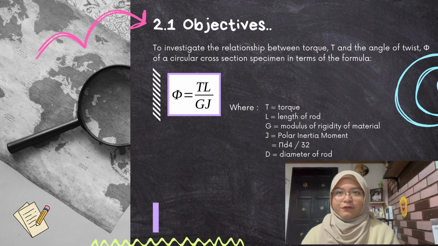Next, the objective of this experiment is to investigate the relationship between torque and the angle of twist of a circular cross-section specimen in terms of the formula: angle of twist equals torque times length of rod, divided by the modulus of rigidity of the material times the polar moment of inertia.